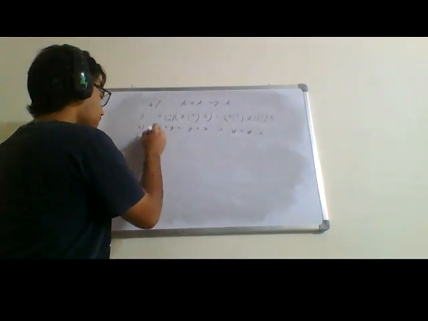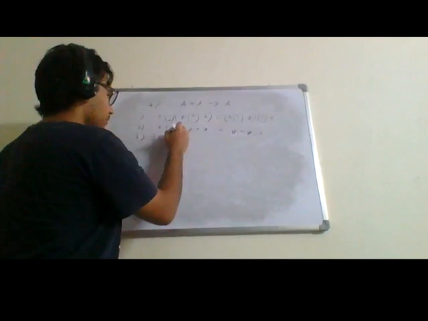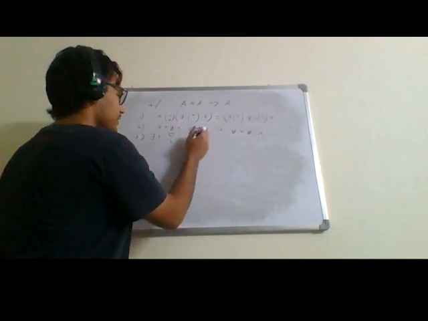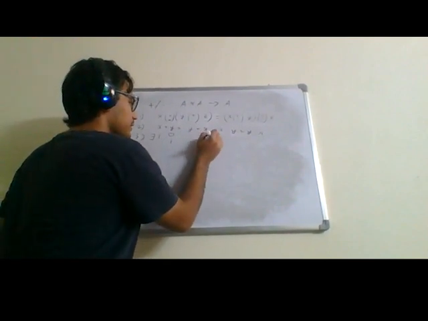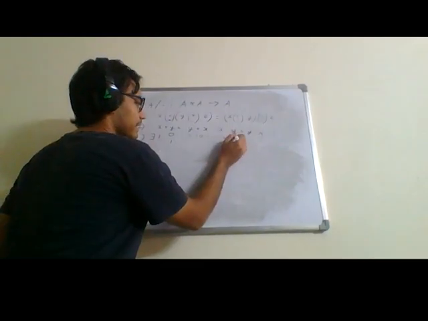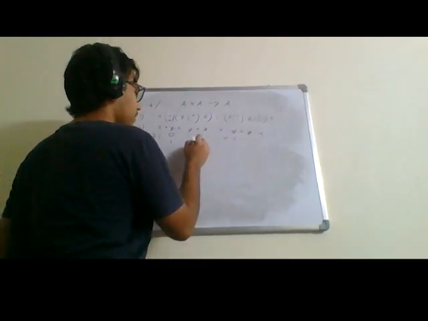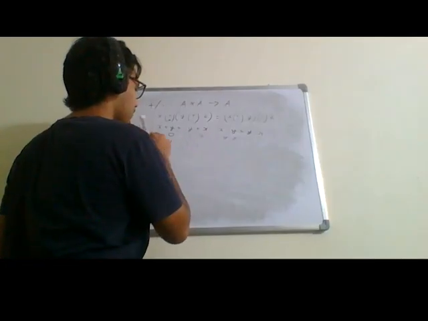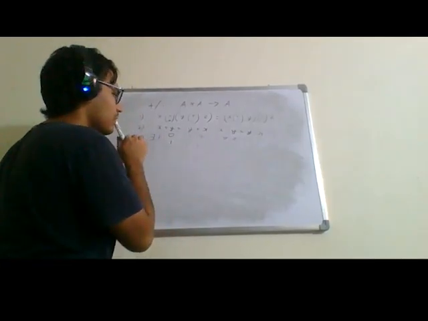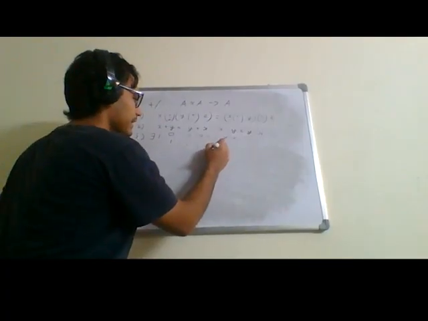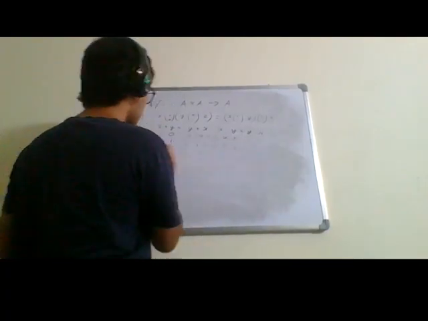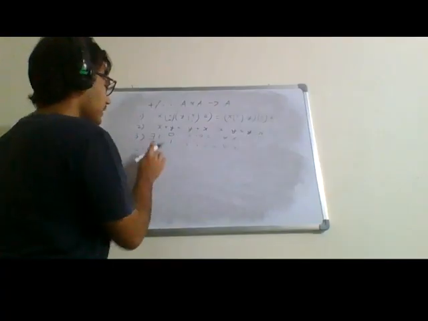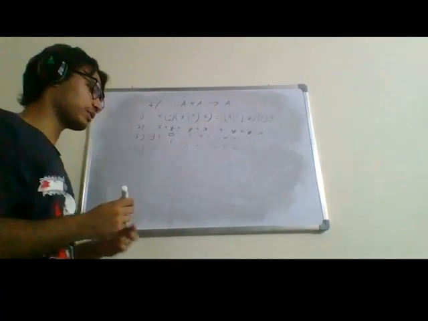So there exists the unique 0, 1, such that x plus 0 is equal to x for all x, and x dot 1 is equal to x for all x. I was confused with something else. Fourth is inverse. This means there exists unique.